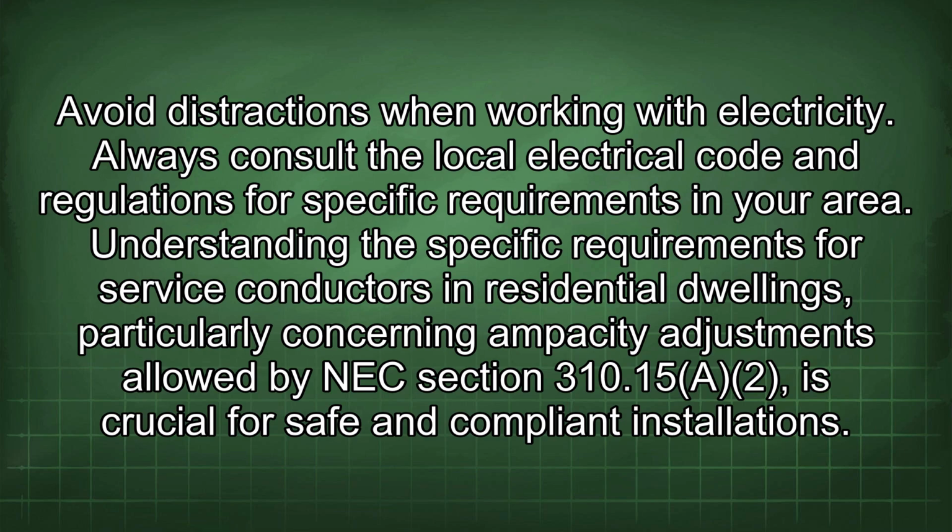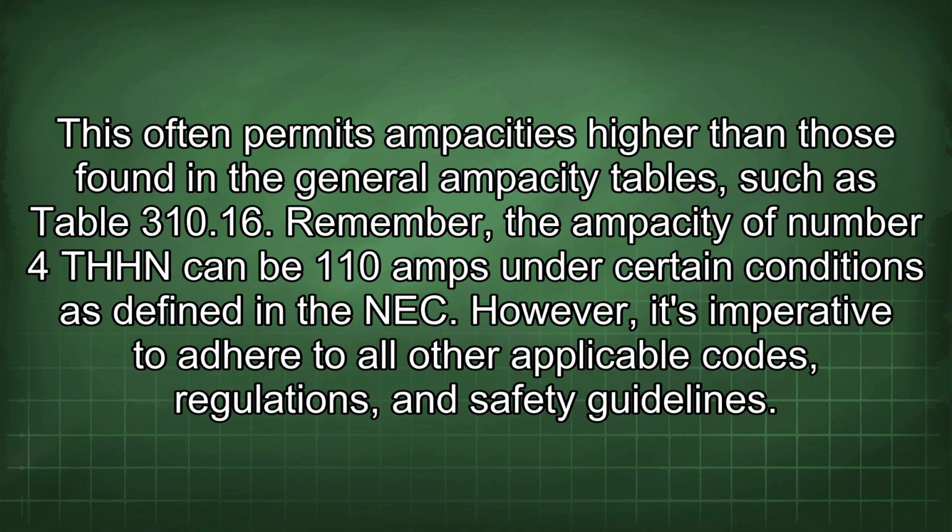Understanding the specific requirements for service conductors in residential dwellings, particularly concerning ampacity adjustments allowed by NEC section 310.15(B)(6), is crucial for safe and compliant installations. This often permits ampacities higher than those found in the general ampacity tables, such as Table 310.16. Remember, the ampacity of number 4 THHN can be 110 amps under certain conditions as defined in the NEC. However, it's imperative to adhere to all other applicable codes, regulations, and safety guidelines.